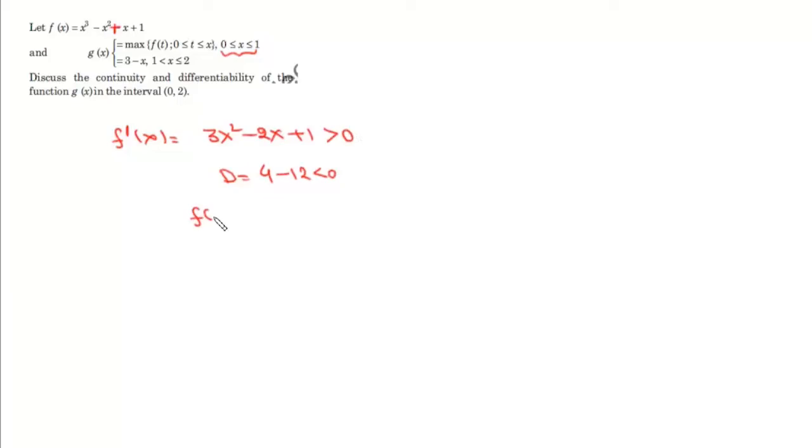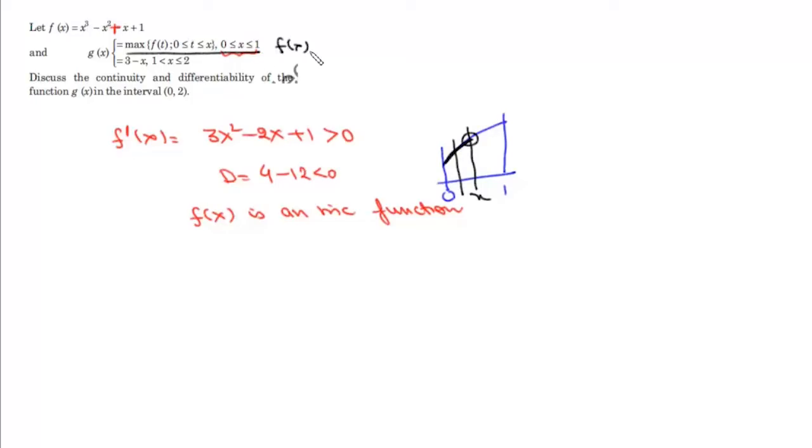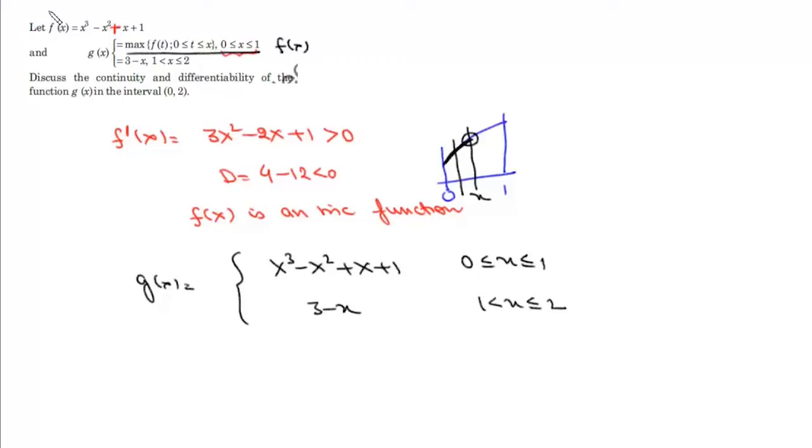So this f(x) is an increasing function. Now if f(x) is increasing, then in this interval between 0 to 1, for any t which lies between 0 to x, the maximum value of this function is going to occur at f(x). So this entire definition is nothing but simply f(x). So now we can write this g(x) as x cube minus x square plus x plus 1 when x lies between 0 and 1, and it is 3 minus x when x lies between 1 and 2. Now we need to find its continuity and differentiability in 0, 2.